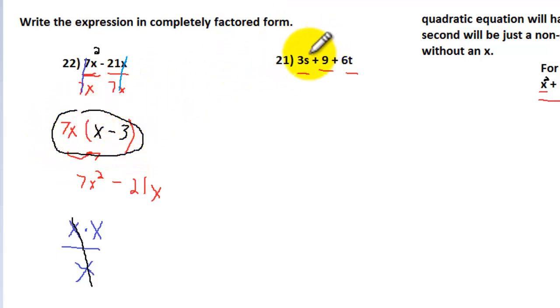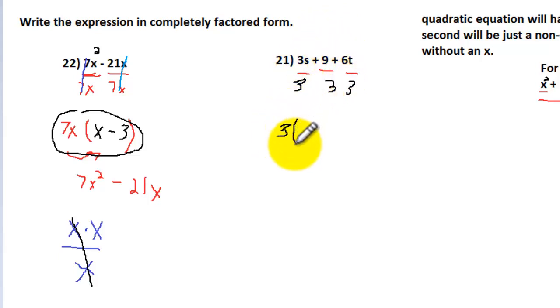Okay, so on this one, you're doing the same thing. You're looking for the greatest common factor that can be divided by each of these terms. Well, I can see that a 3 can be divided by 3 and 9 and 6. So 3 is a greatest common factor at least. There's a t here, but there's not a t here, and there's not a t here, so that won't work. There's an s here, but there's no s here or here, so that doesn't work. We can only divide out a 3.